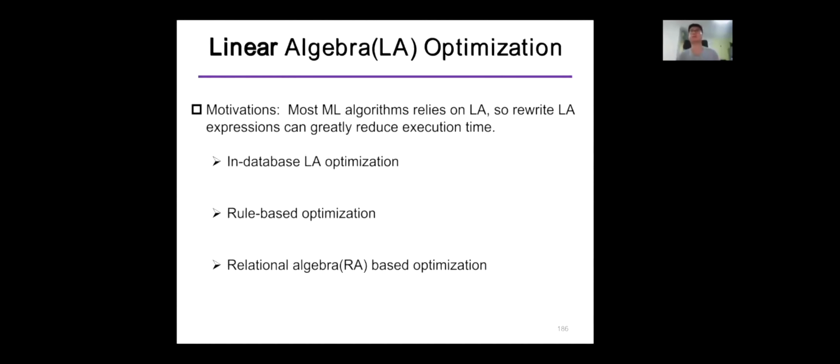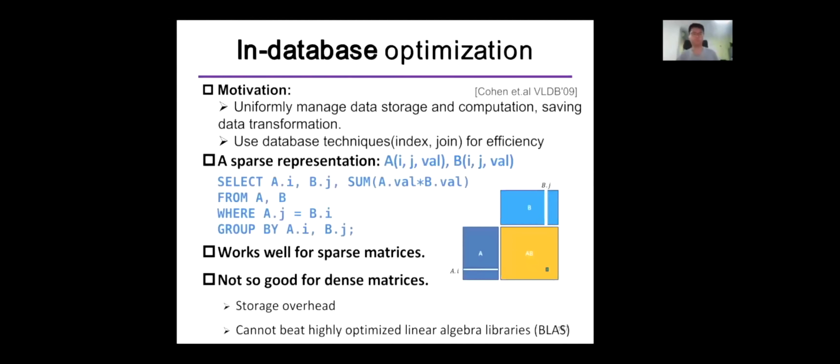So the motivation is that most machine learning algorithms rely on linear algebra. So rewriting linear algebra expressions can greatly reduce the execution time. So we categorize this topic into 3 parts. First one is in-database linear algebra optimization.